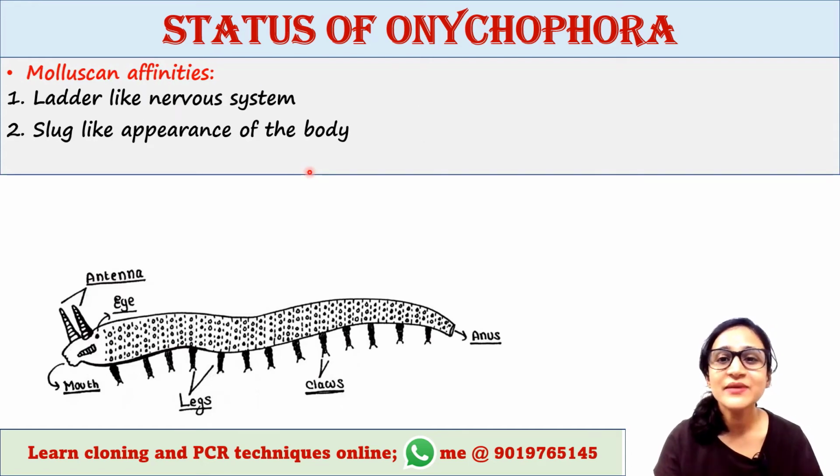Onychophorans do have some similarities with mollusks. Whenever we think about Mollusca, the first thing that comes to our mind is the snail. Snails are very slow-moving animals. They have a hard shell. These onychophorans are also like that. They move slowly. They appear like snails, so they have a slug-like appearance of the body. And they have a ladder-like nervous system. What is a ladder-like nervous system? We will see the picture in a few minutes.